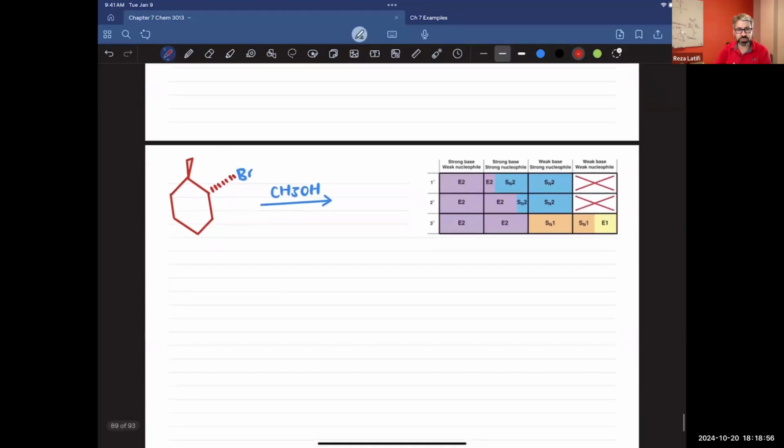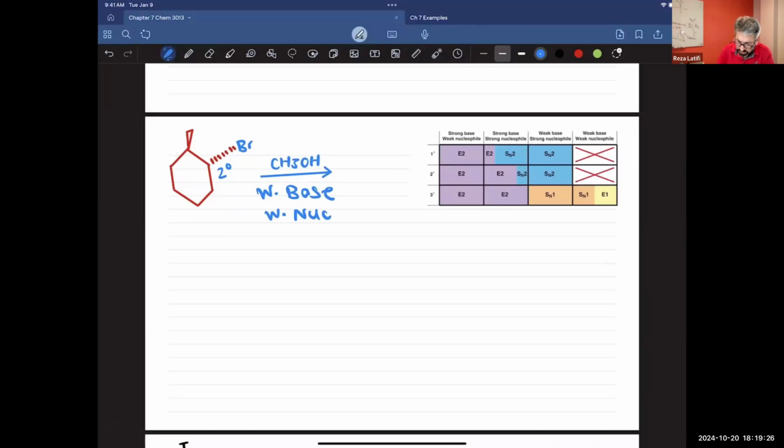Okay, another example. This case, we have bromide attached to a secondary carbon. Now, our solvent is a weak base, also a weak nucleophile. Why is it a weak nucleophile? Because it doesn't have a negative charge and is already neutral. So I'm going to call it weak base, weak nucleophile. Whenever you have such a condition, we say the reaction will go through forming a carbocation, and this is going to be the product of the first step. So we will get a carbocation here.